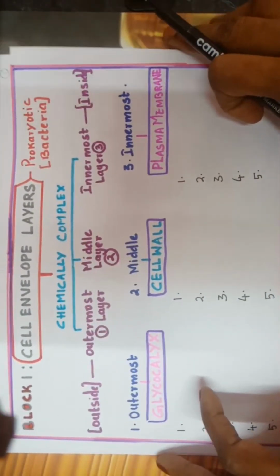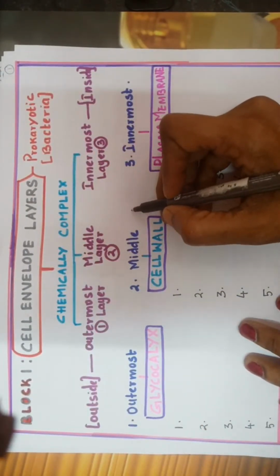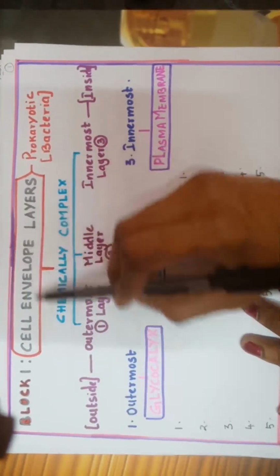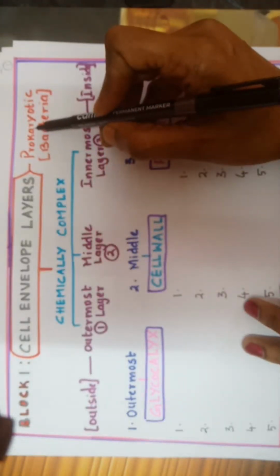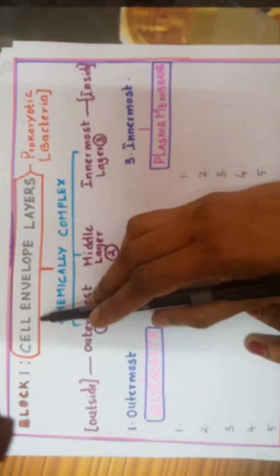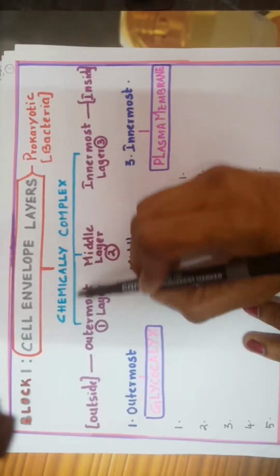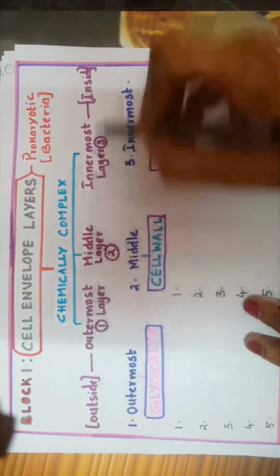Quickly grab your white sheets or notebook and pen and join with me. So first is the cell envelope layer. Very important question in NEET exams. It is seen in the prokaryotic cell, particularly bacterial cell. Cell envelope layer is a chemically complex layer. Chemically means the composition of the layers are different from outside to inside.